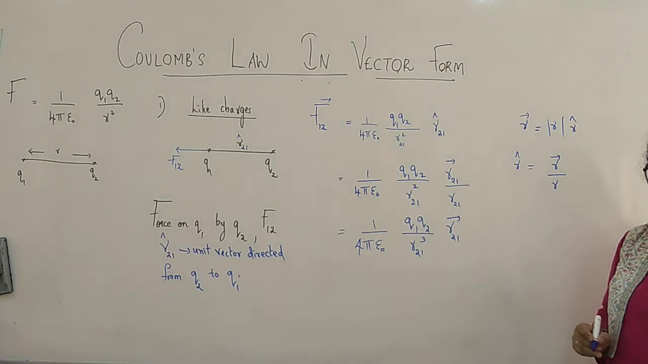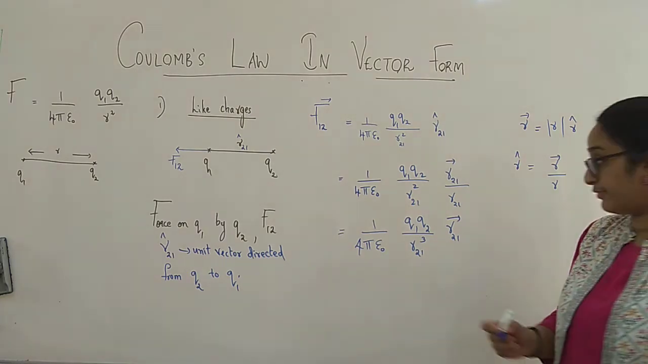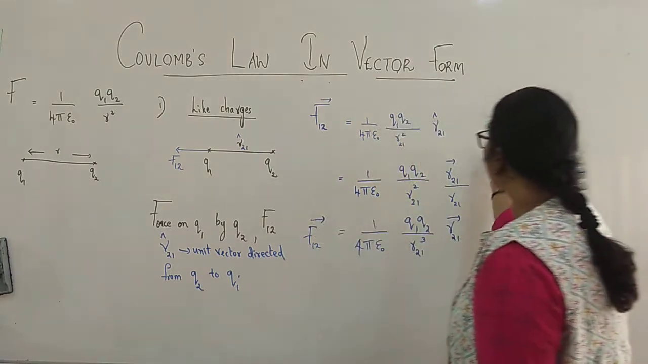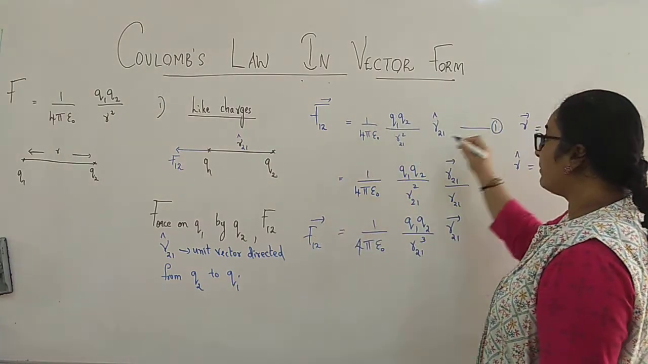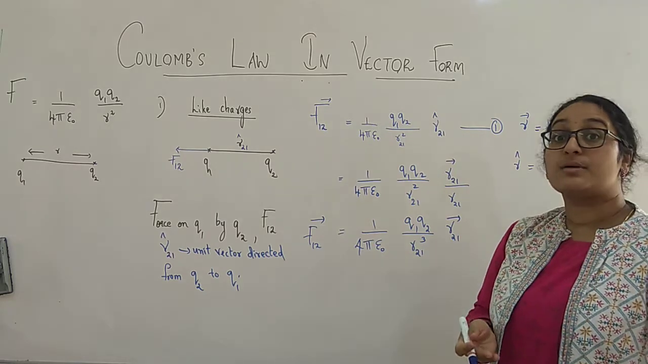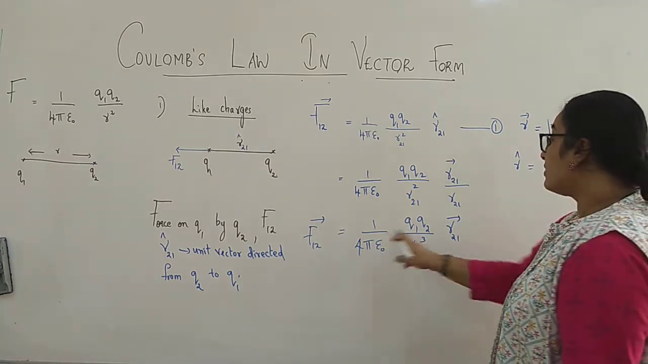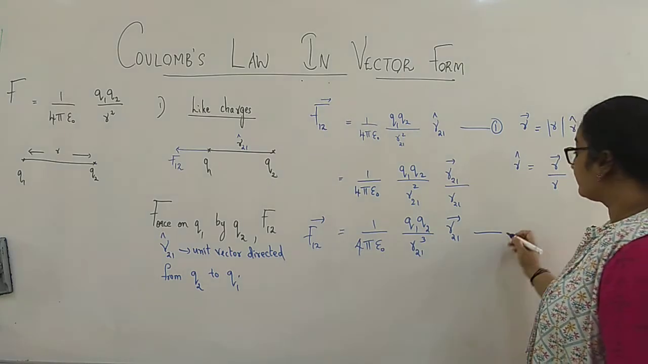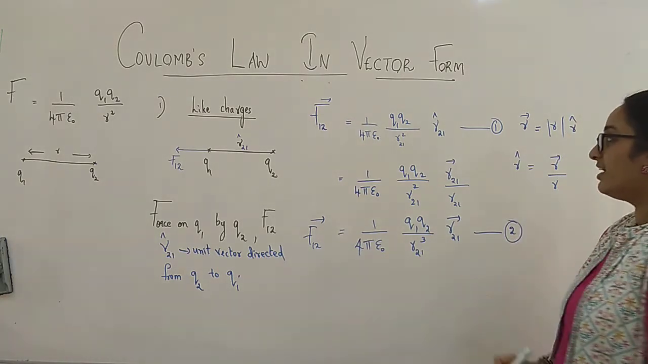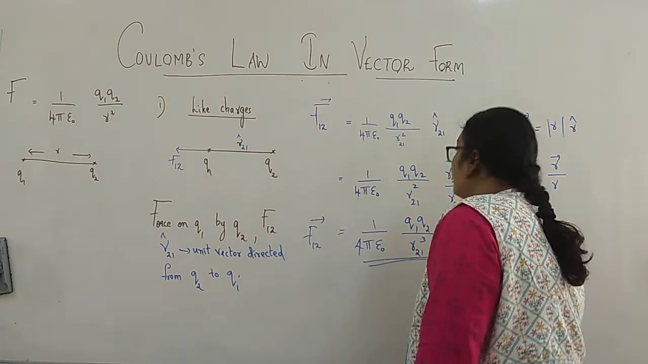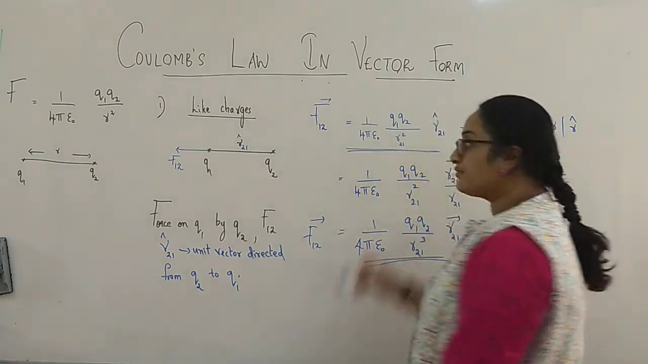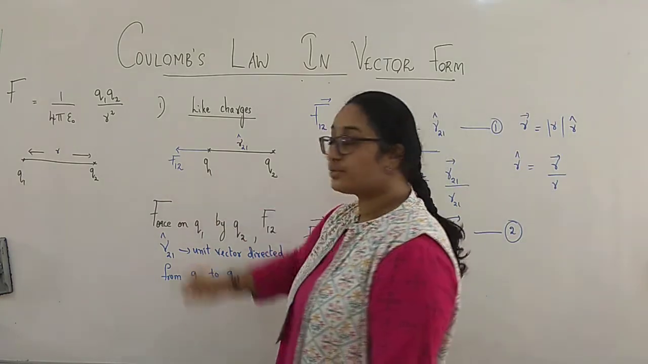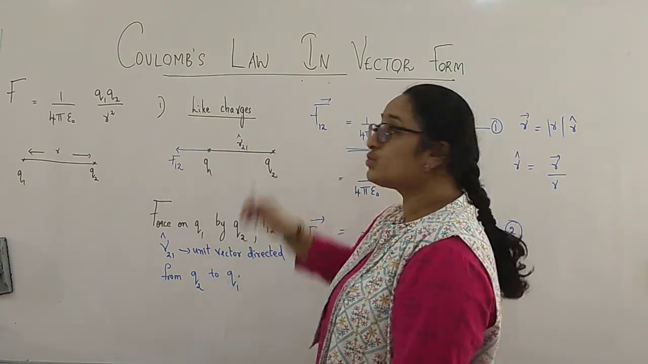This is another way of representing Coulomb's law in vector form. This is the first equation; you can represent it in terms of unit vector r. You can also represent it in terms of vector R21. These are the two ways of writing Coulomb's law in vector form. But as you know, I have written for F12. Similarly, I can write for F21 also.